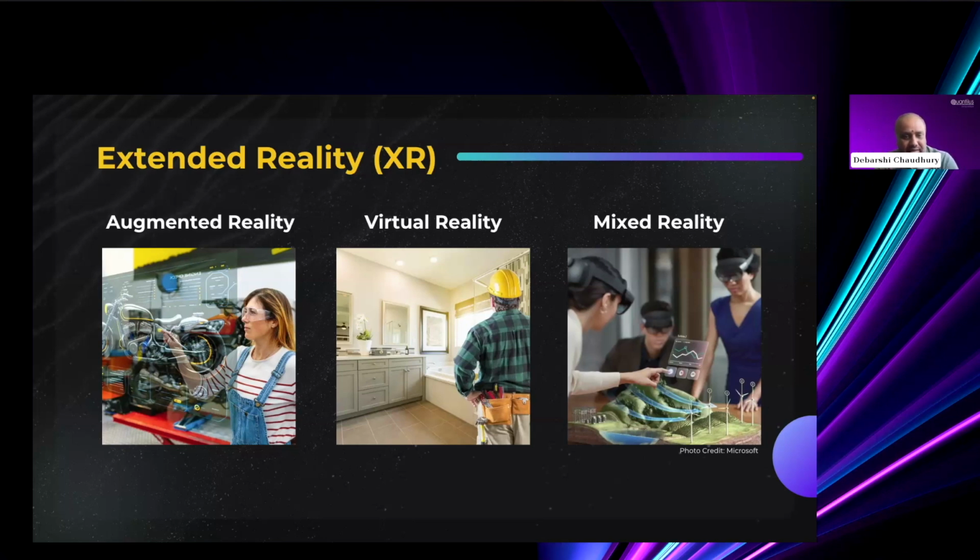Virtual reality replaces reality entirely. In this image, you see a contractor visualizing the design of a remodeled bathroom through his VR headset. So he understands what's expected for installation. None of what he's seeing actually exists. It's all simulated. Mixed reality allows for both virtual and physical objects to coexist.